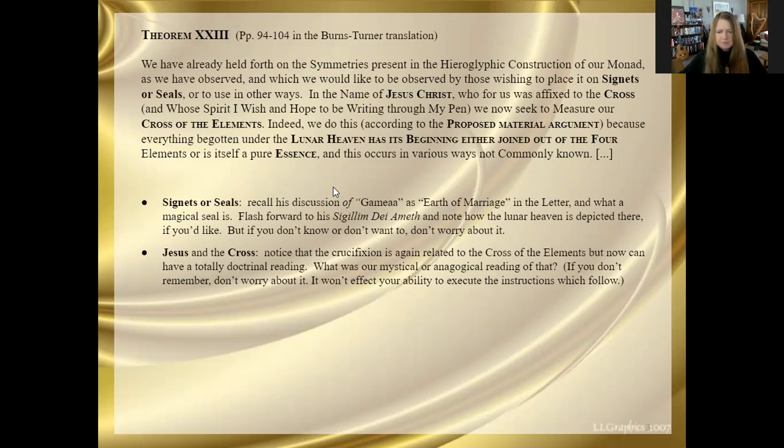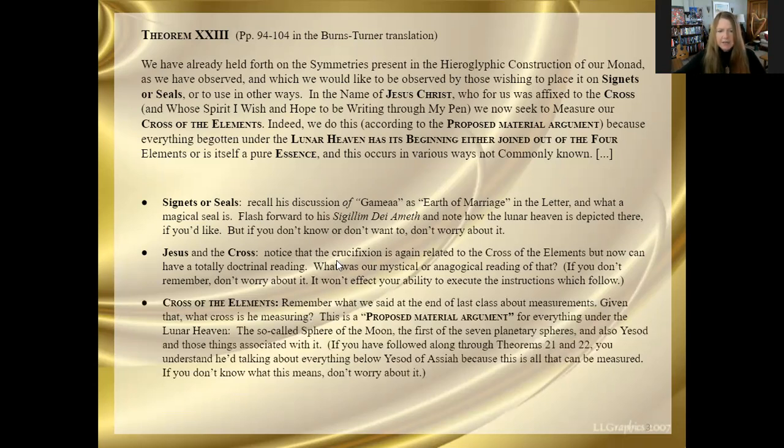Okay, so he says, indeed, we do this according to the proposed material argument, because everything begotten under the lunar heaven has its beginnings either joined out of the 4 elements or is itself a pure essence. And this occurs in various ways not commonly known. What are those various ways? Well, the ways he's discussed all the way through the monad, right? But also, there are some other things here.